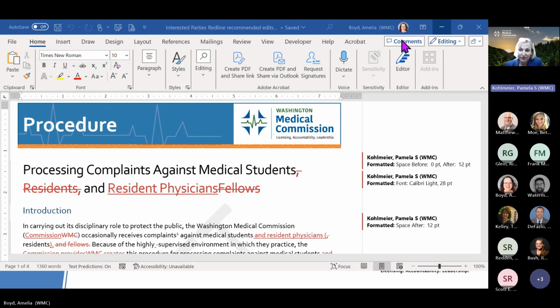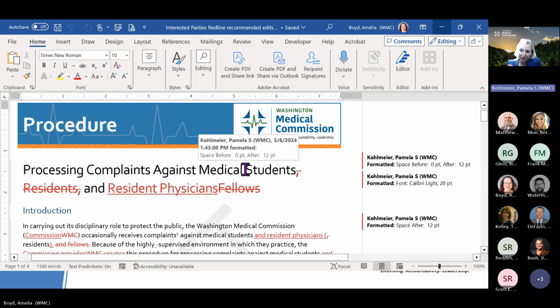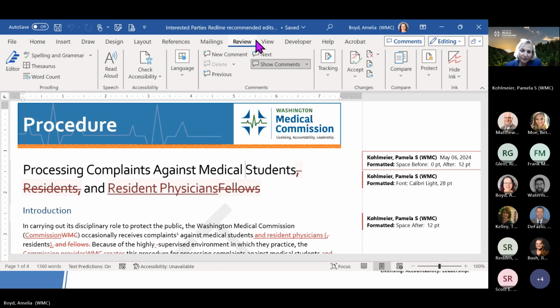And if not, I'm going to tell you the things that I just thought about. The one would be considering adding physician assistant students to this, so having a separate paragraph about that and adding them to the title as well. Does anyone have thoughts about PAs?